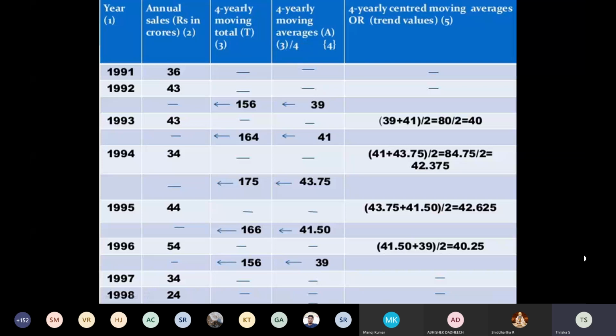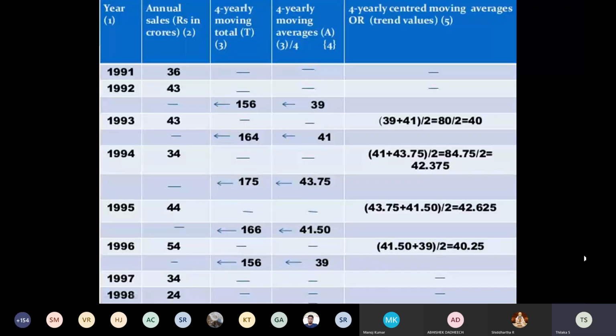The total is 156, which contains the first 4 years: 91, 92, 93 and 94. The concerned sales are 36, 43, 43, 34. So 36 plus 43 plus 43 plus 34 is equal to 156, and that should be written in between these 4 years, in the middle of the years 92 and 93.